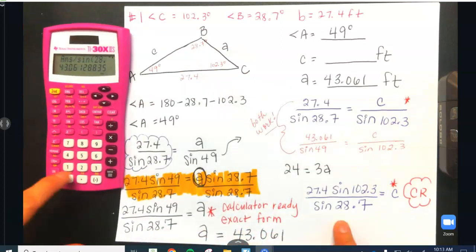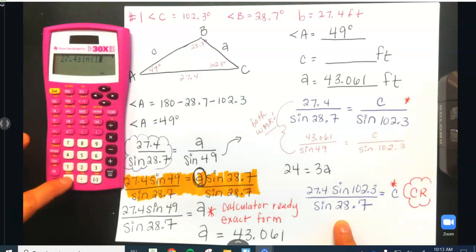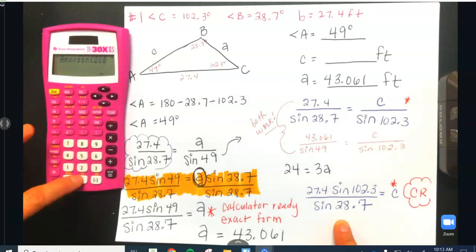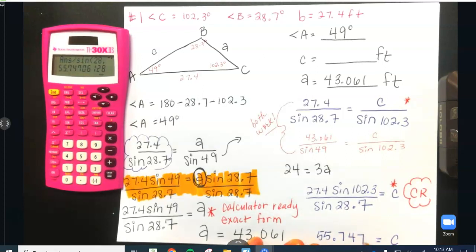Let me type this in. So, 27.4 times the sine value of 102.3, enter, divide sine 28.7. So C, leg C, is going to be 55.747.